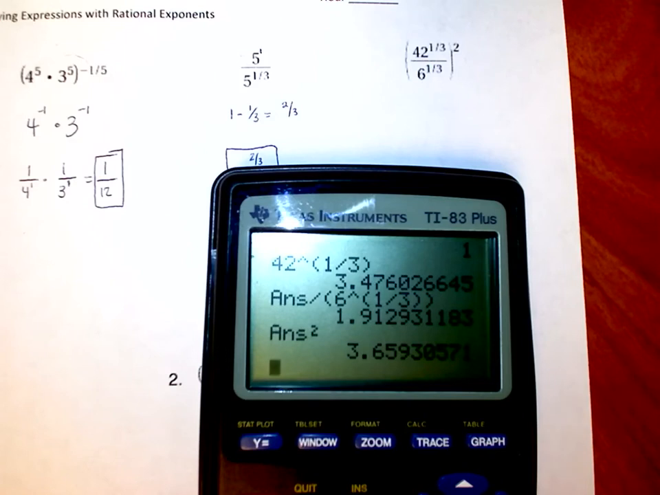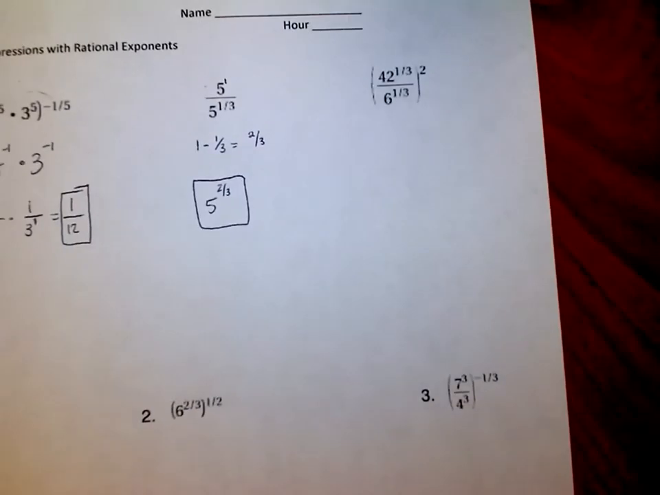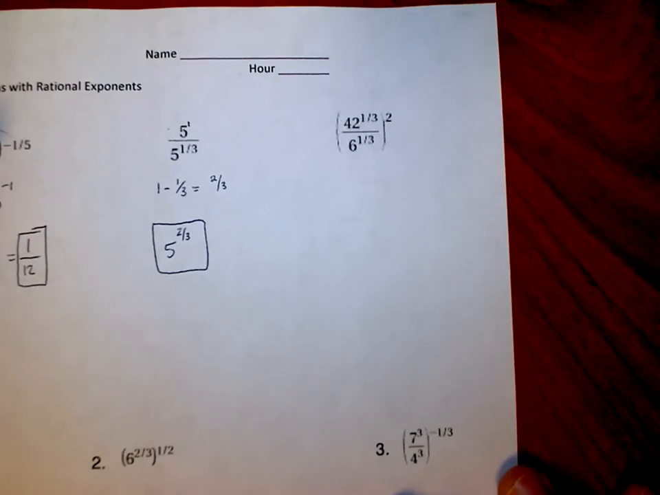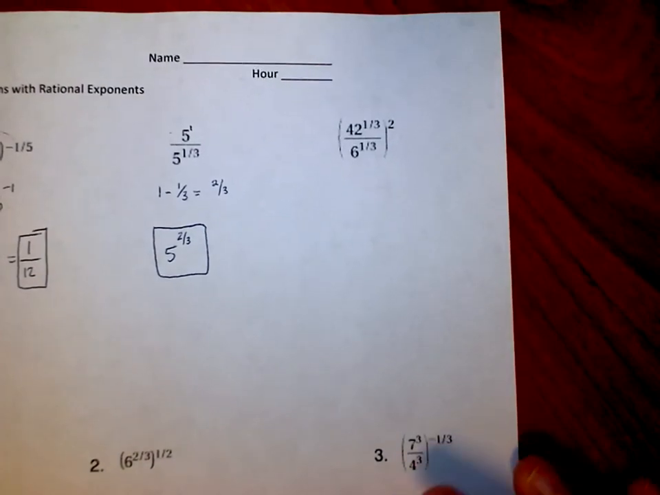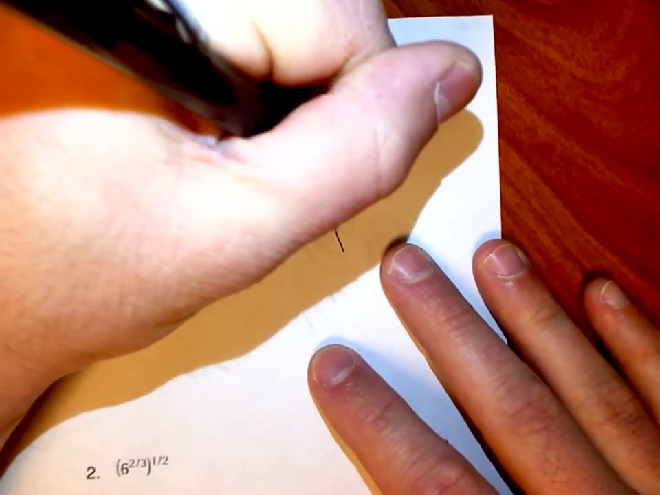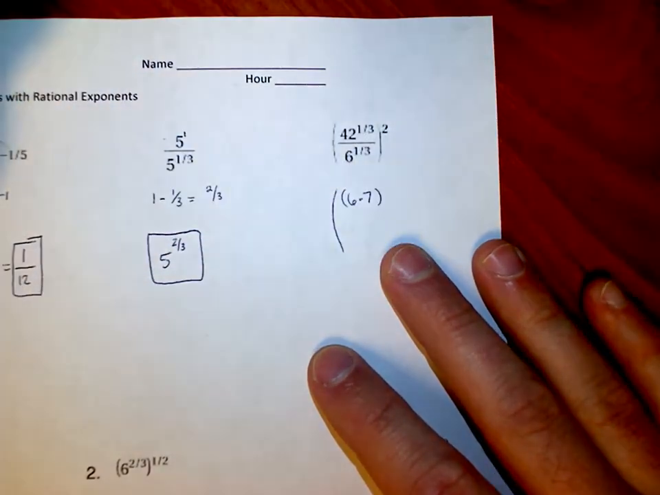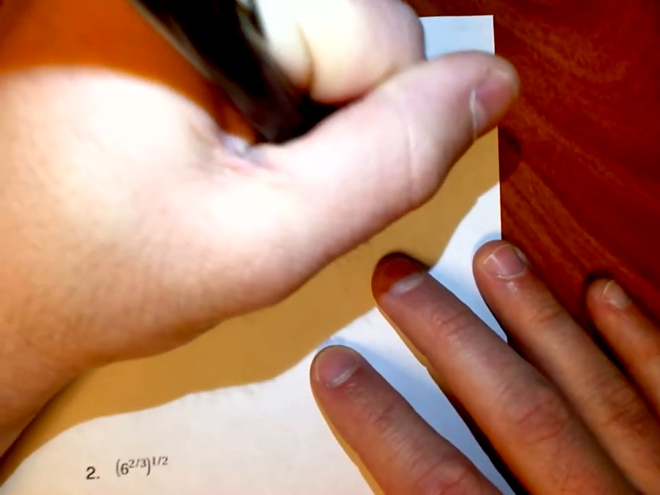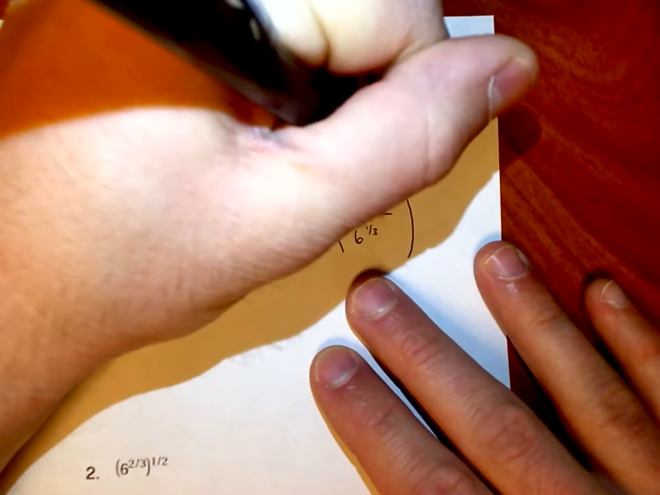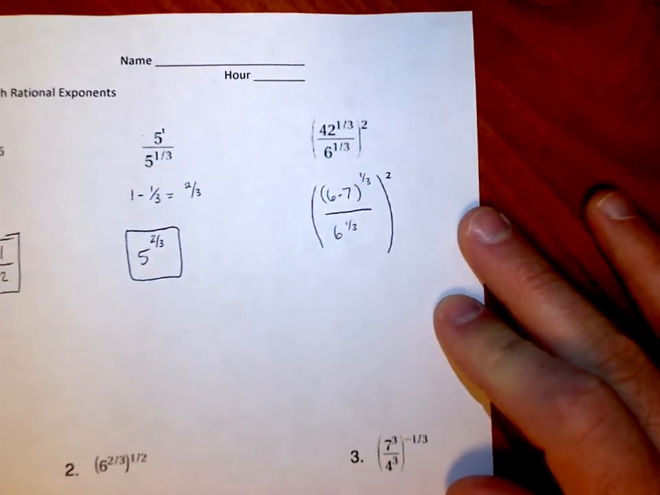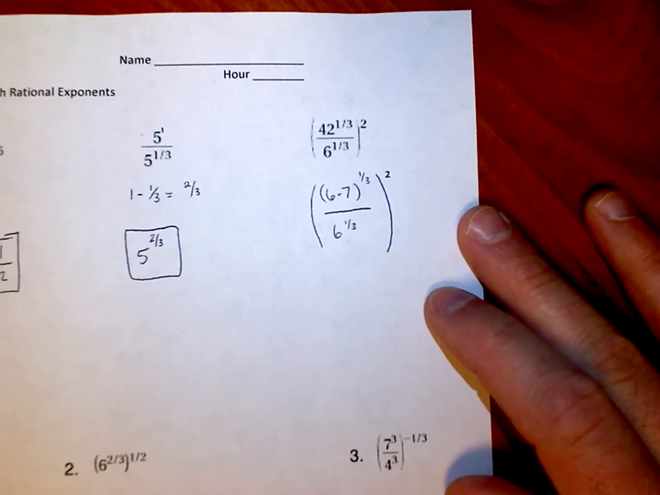So here's what we do in this particular problem. 42, I might notice, is actually 6 times 7. And so really what I have on the top, and this is where things get tricky, is 6 times 7, that's 42, raised to the 1/3 power. And this is 6 to the 1/3 power, and that whole thing is squared. That looks pretty disgusting, doesn't it? So here's an example of one that we really haven't attacked yet.